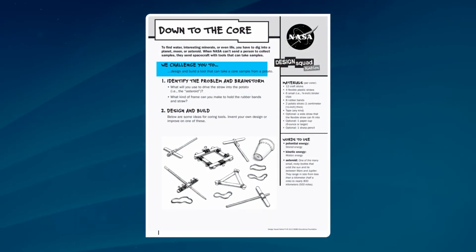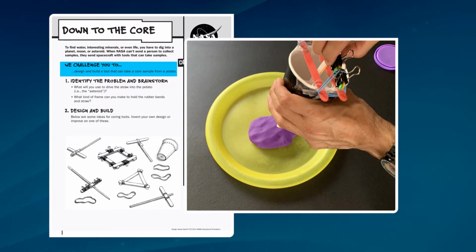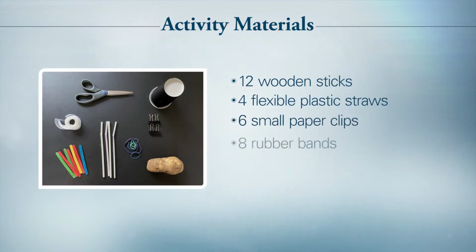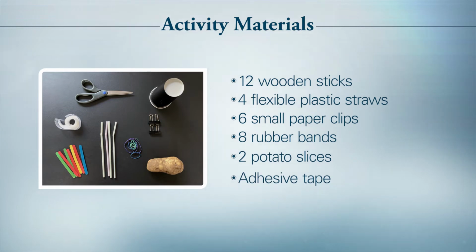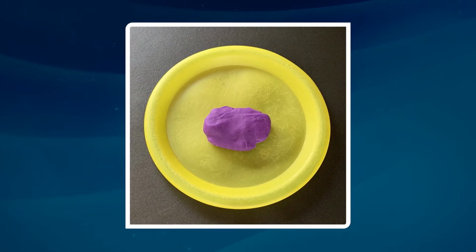We challenge you to design and build a tool that can collect a sample from the center of a potato. Suggested materials are as follows. Activity materials: 12 wooden sticks, 4 flexible plastic straws, 6 small paper clips, 8 rubber bands, 2 potato slices, adhesive tape. To reduce food waste, we suggest you use modeling clay to do this activity.